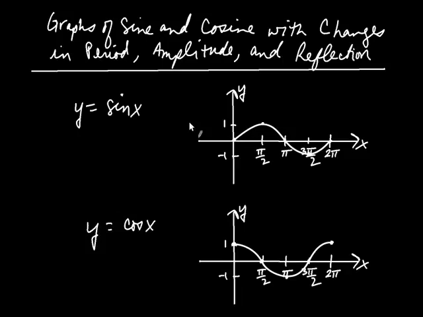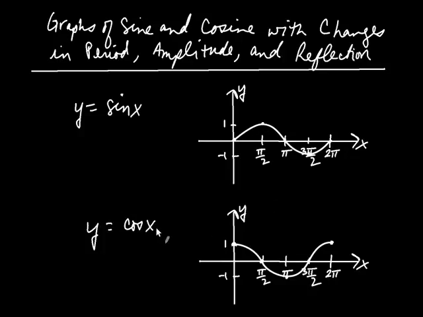Here we're going to talk about the graphs of sine and cosine with changes in period, amplitude, and reflection. So the first graph up here is the graph of y equals sine. And remember, sine just starts at 0, and at pi over 2 it goes up to 1, and it comes back down to 0. It drops to -1 at 3 pi over 2, and back to 0 at 2 pi. So the graph of sine, this is one period, just rises and then falls, and then back to 0.